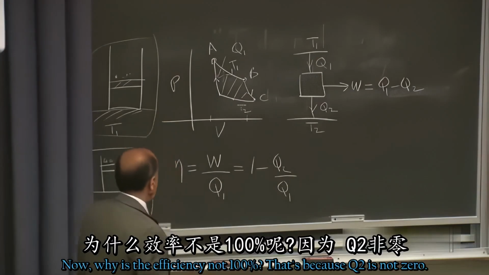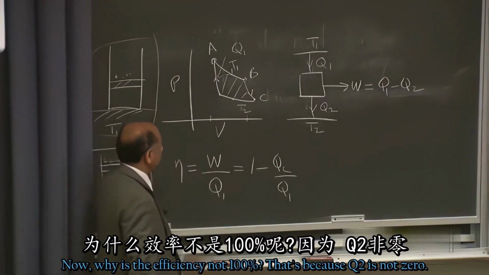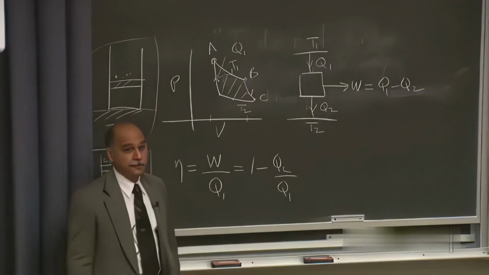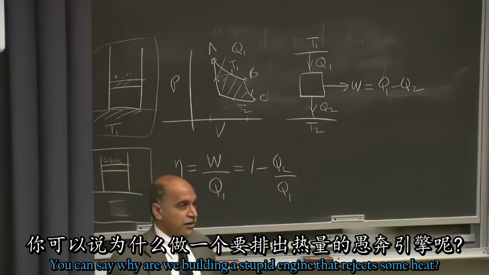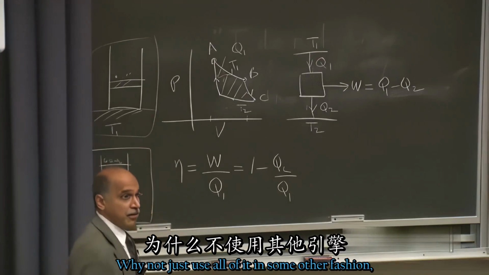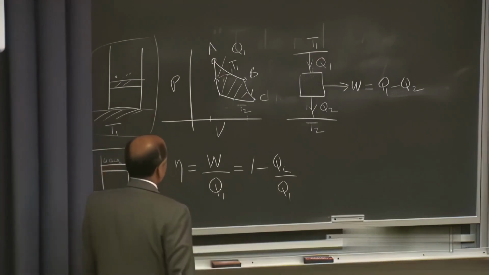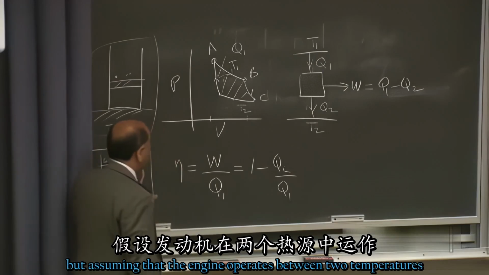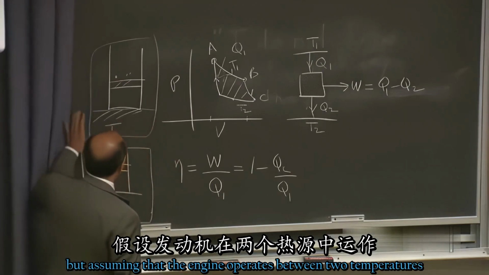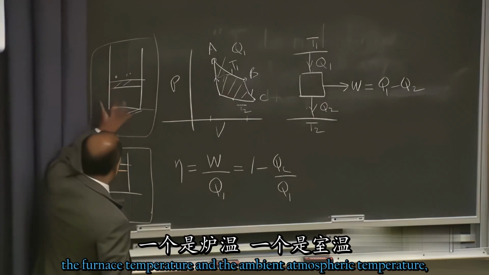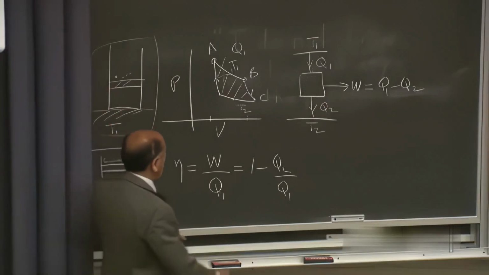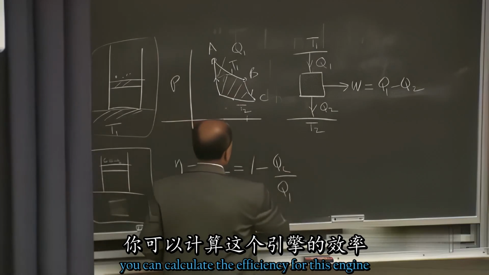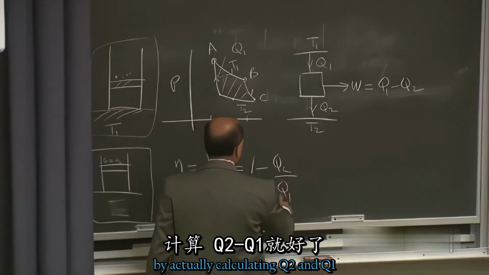Now, why is the efficiency not 100%? That's because Q2 is not 0. You can say, why are we building a stupid engine that rejects some heat? Why not just use all of it in some other fashion? And that's what we're going to talk about. But assuming that the engine operates between two temperatures, the furnace temperature and the ambient atmospheric temperature, you can calculate the efficiency for this engine by actually calculating Q2 and Q1.